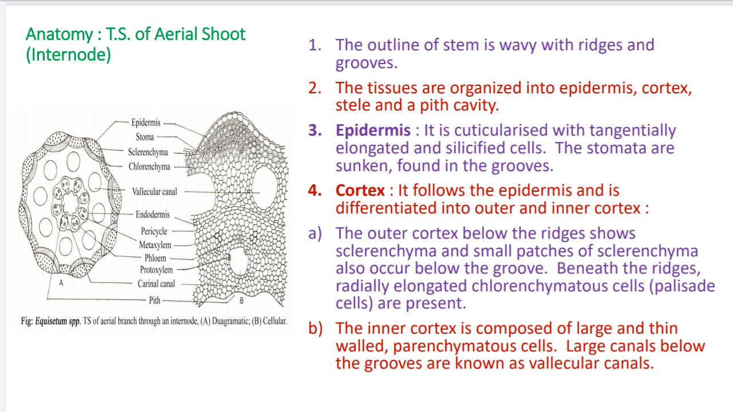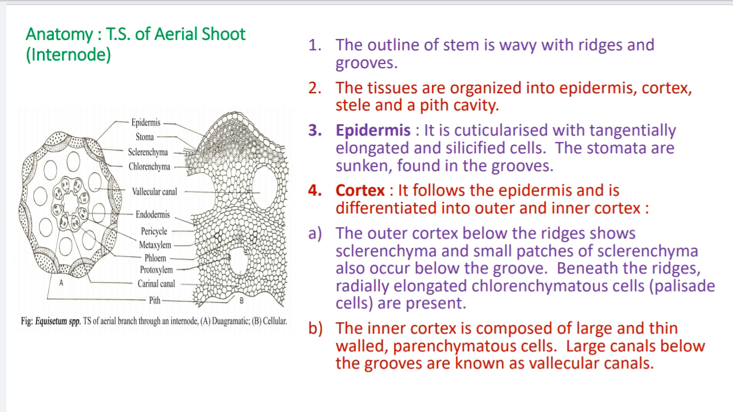Beneath the ridges, radially elongated chlorenchymatous cells are present. Chlorenchymatous cells means the cells having the chlorophyll tissue. Below the ridges, below the sclerenchyma, there is a chlorenchymatous region, okay. They have the chloroplast, so this region is involved in photosynthesis.